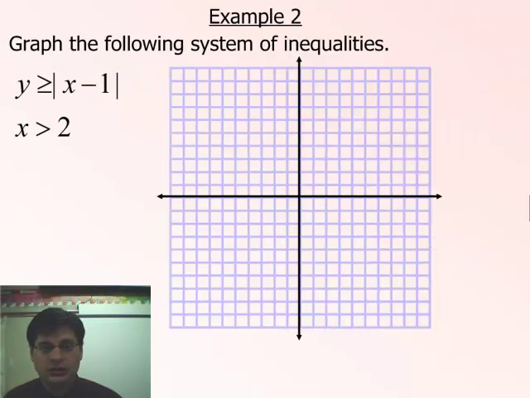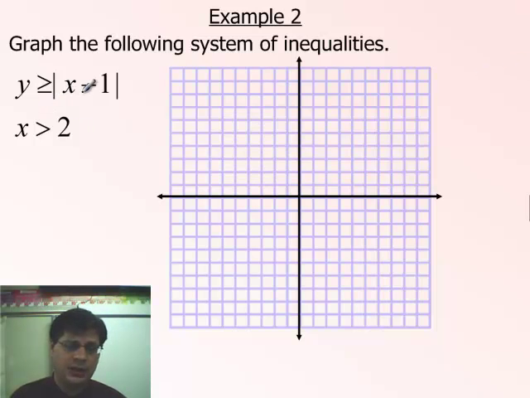Okay, now let's look at another one that's slightly different. We're going to graph this system here. We have an absolute value function, and then we have another linear one. So let's start with the absolute value.